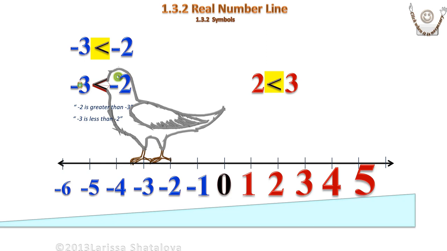This is correct if we read this from the right to the left, but we can read from the left to the right, and it will be -3 is less than -2.